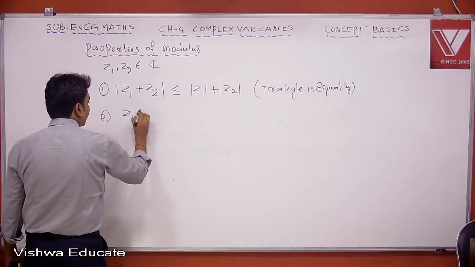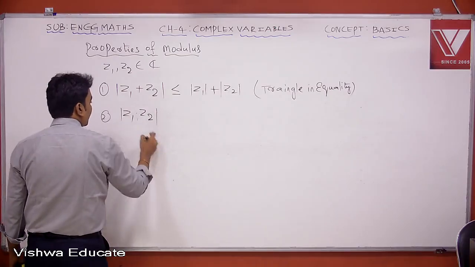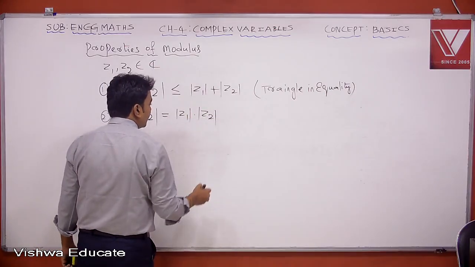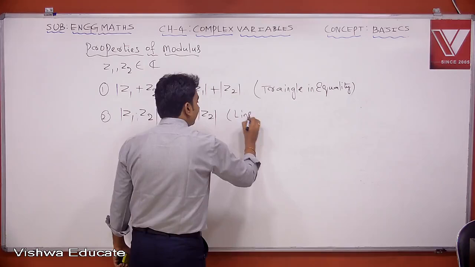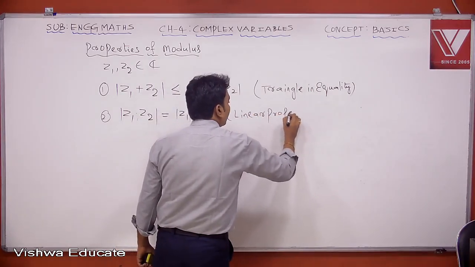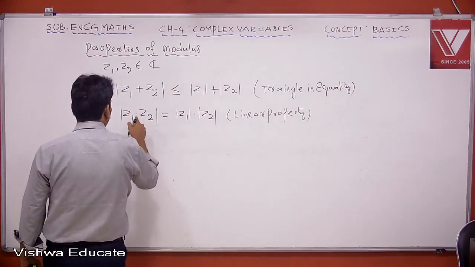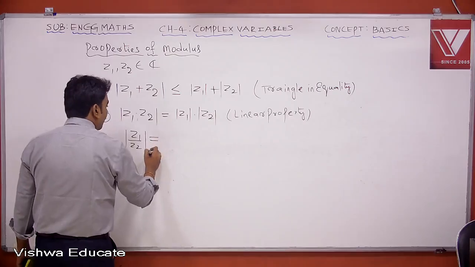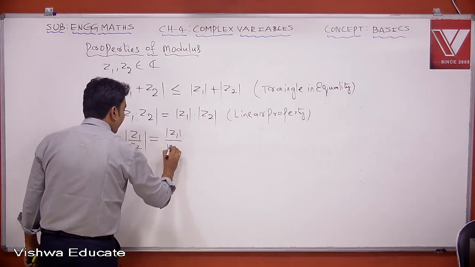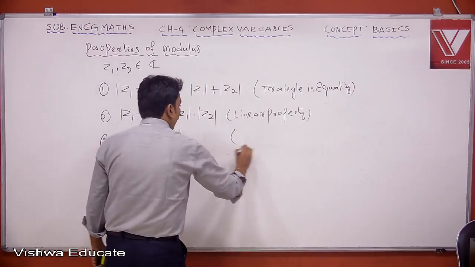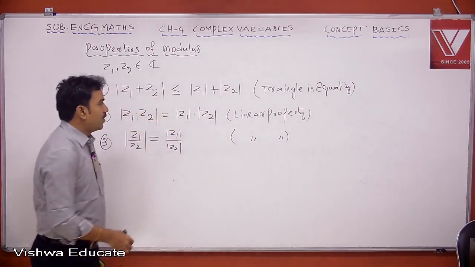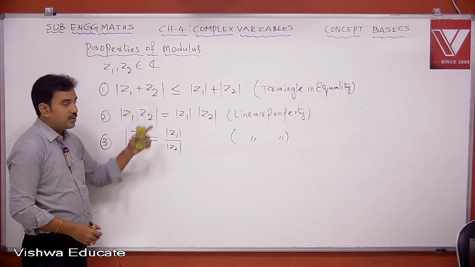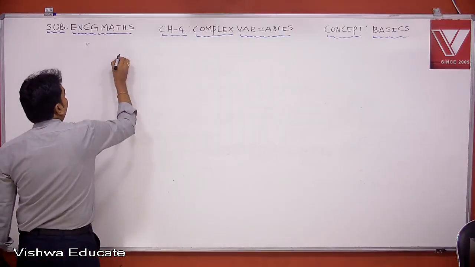Suppose in place of plus, a dot, multiplication, is written: modulus of z1 dot z2. This is nothing but mod z1 times mod z2. This is called a linear property. Now replace the dot by division. So modulus of z1 by z2 we can write as mod z1 divided by modulus of z2. Again, this is called a linear property. So the first one is the triangle inequality, but when you take dot and division, they follow linear properties. Note these points.